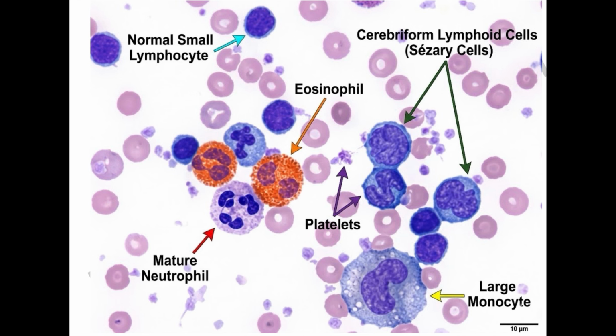Now this is a representative of how the peripheral blood smear in Sezary syndrome will look. So here are the Sezary cells with cerebriform hyperconvoluted nuclei, and you can compare the size with the normal small lymphocytes. We may even find quite a number of eosinophils due to the high levels of interleukin 4 and 13, which also explains the severe pruritus seen in the syndrome.